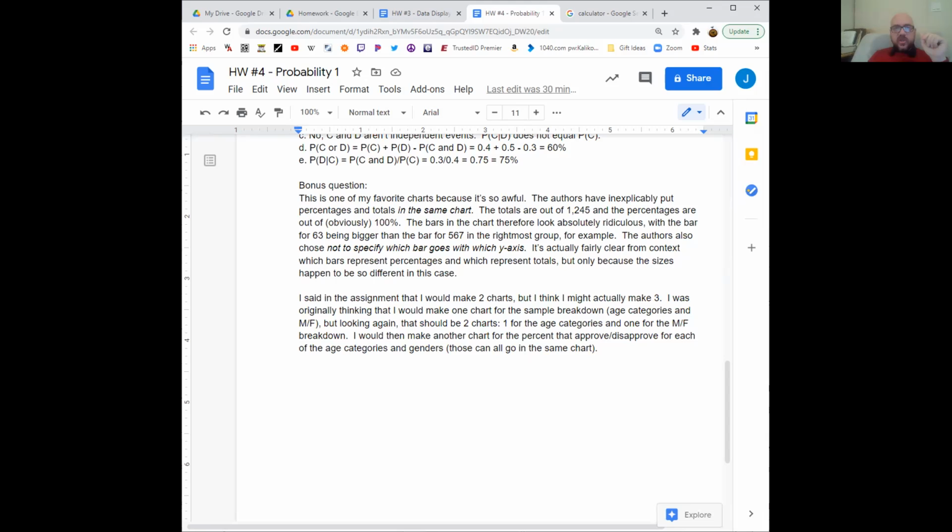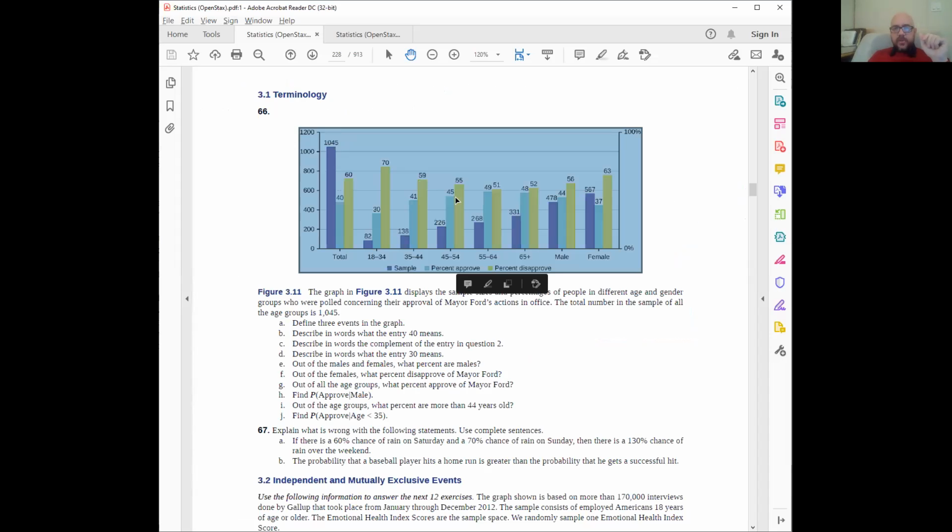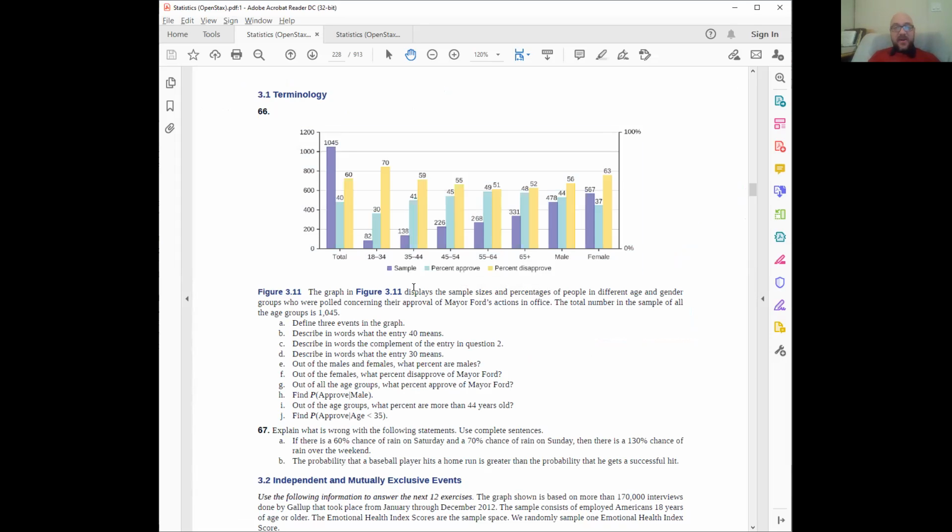This chart may actually be the worst professionally produced chart I've ever seen. It may be. It's certainly in the running. I would have to think long and hard to see if I had any worse, but this is among the worst. All right.